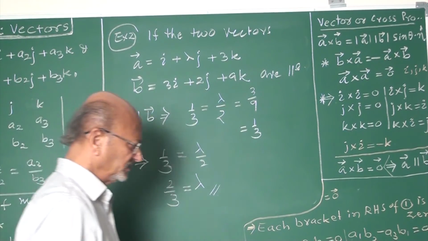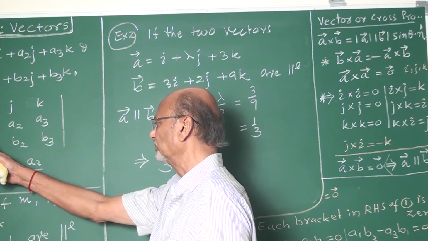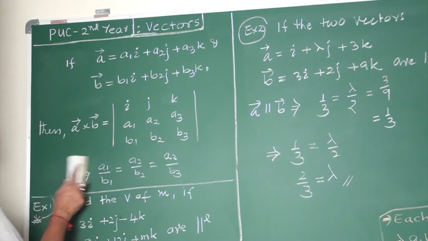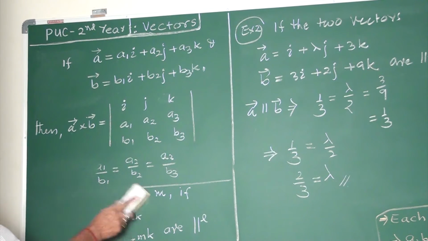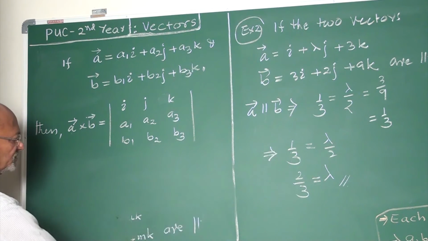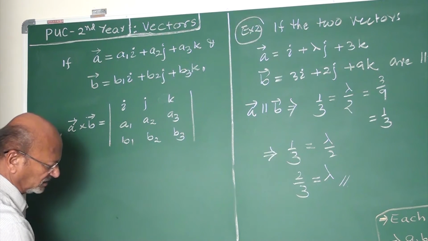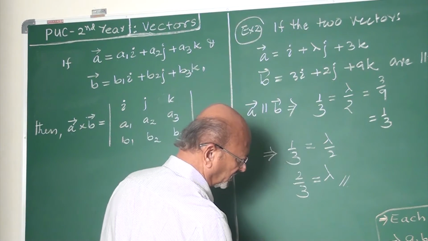Then, the next type is evaluation of A cross B. Yes, my friends, how to evaluate it? It is a determinant. First row, i, j, k. Second row, components of the first vector. Third row, scalar components of the second vector.